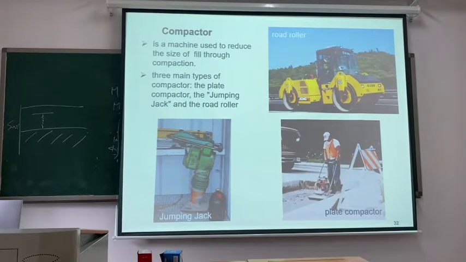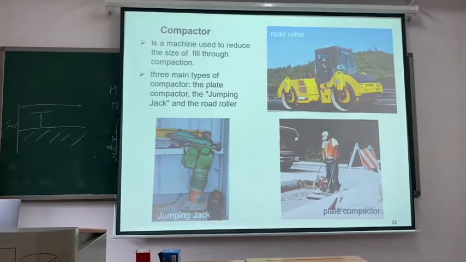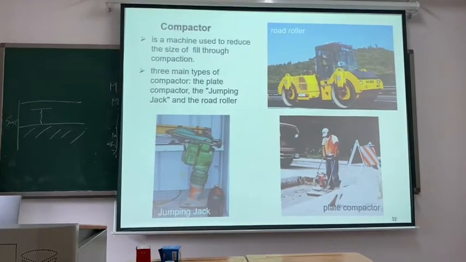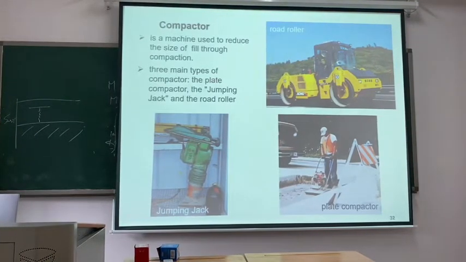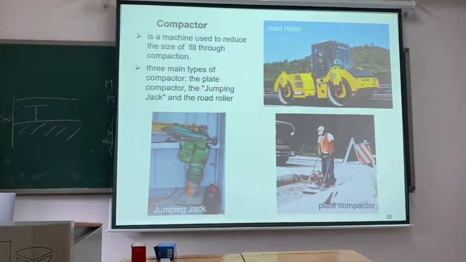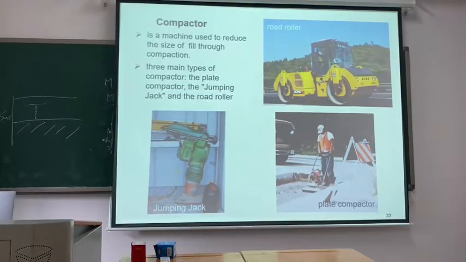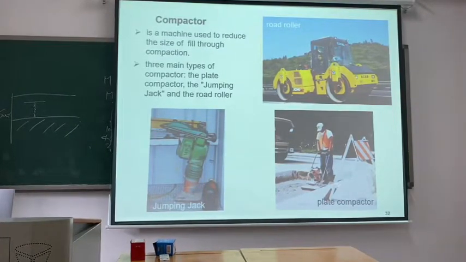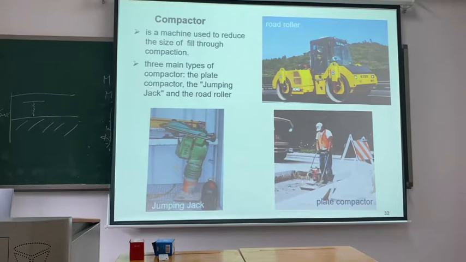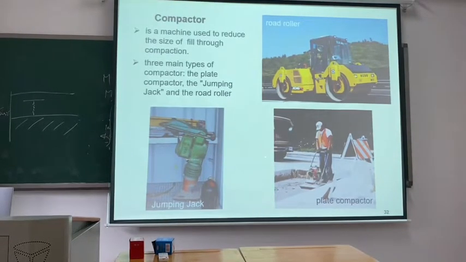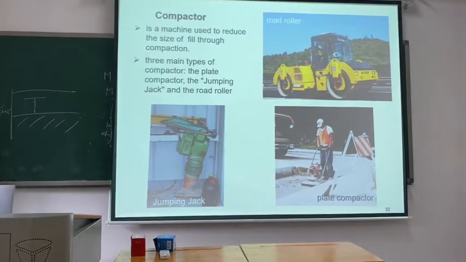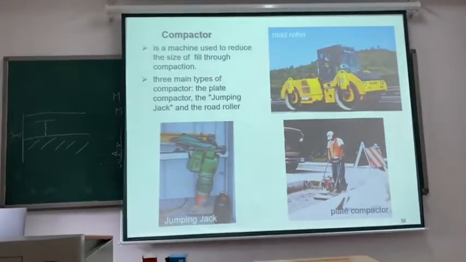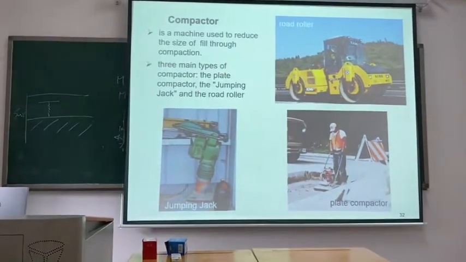Compactor is a machine used to reduce the size of fill through compaction. Three main types of compactor: the plate compactor, the jumping jack, and the roller. So this is the plate compactor. 平板. This is jumping jack. And this is roller.